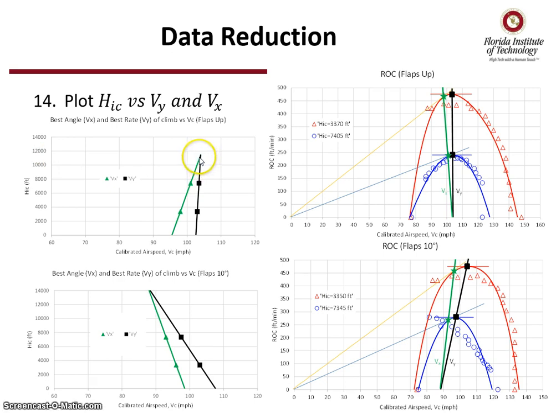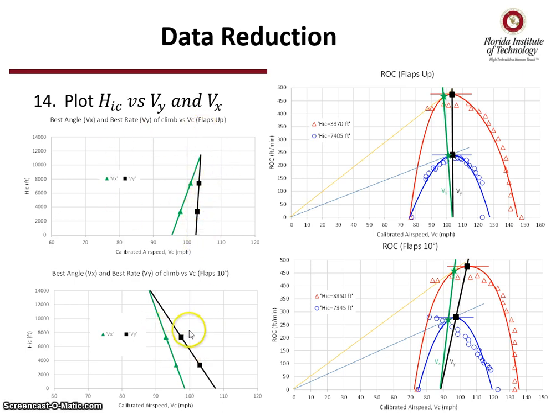The other thing you'll see here is the published Vy speed for the Cherokee 6 is 105 miles per hour. And so our data comes fairly close to that. In this case, it looks more like 103 or so. So pretty close to the published Vy speed. And this is for flaps up.